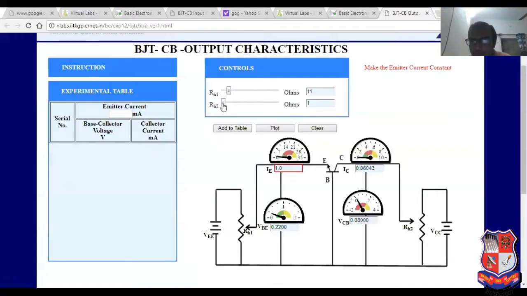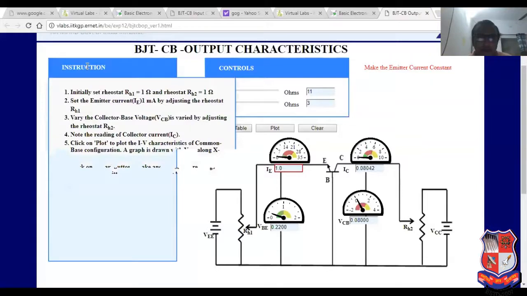Now, if you change the RE2, then see this, the collector current is changed. If you change the RE2, see this. If it is 0, what is the meaning of common base characteristics? Already discussed in the class. If VCB is 0, then IC is not equal to 0. See this, VCB 0, still IC current flows.